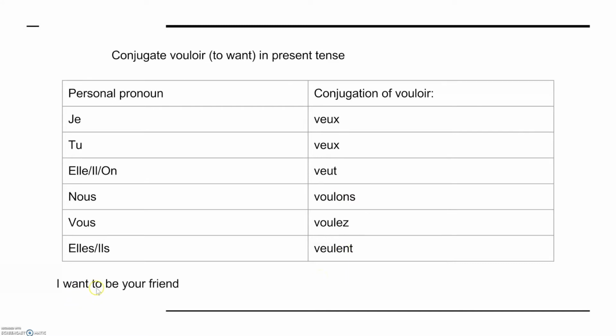If you want to say "I want to be your friend," "I want" is in the present tense, and it's talking about the verb vouloir, obviously. So you're going to need the present tense of vouloir in the je form, which is je veux, and then if you're translating "to be" into French, être is the verb for to be. And ton ami.